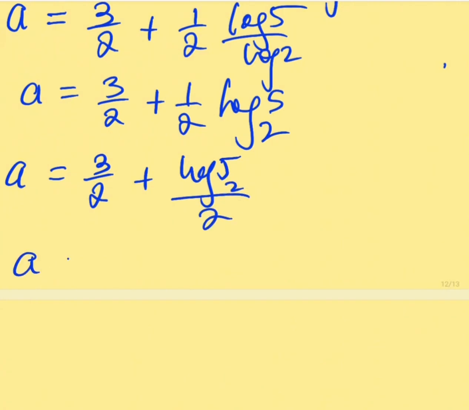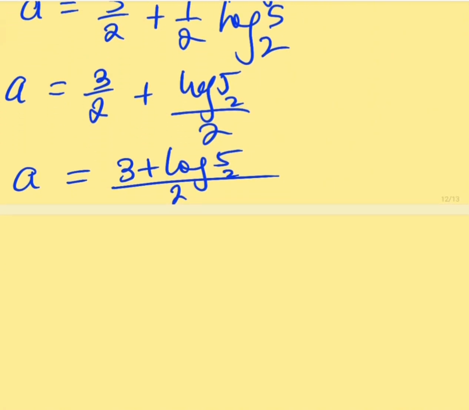And you can see that they all have a denominator of 2, which is now 3 plus log 5 base 2, everything all over 2, right? This can be the final solution to this. So A is equal to 3 plus log 5 base 2 all over 2.